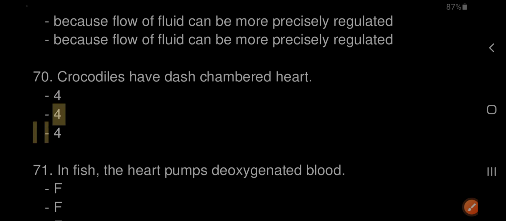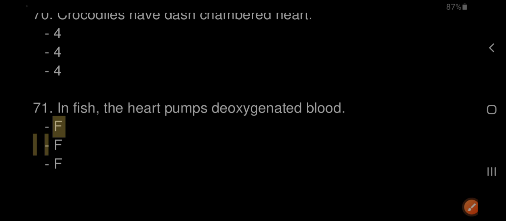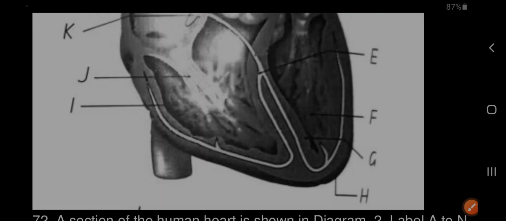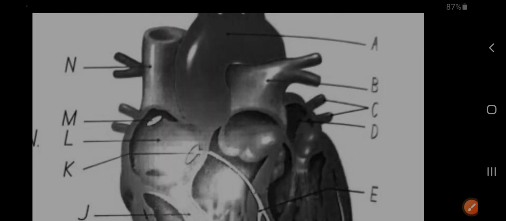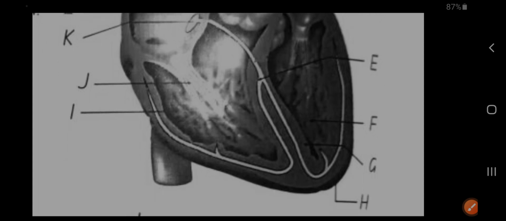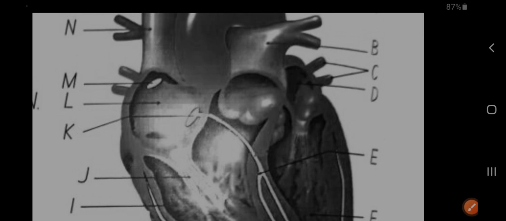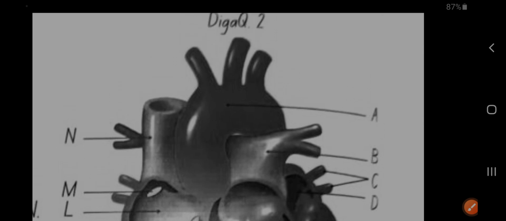71. In fish, the heart pumps deoxygenated blood. False. 72. A section of the human heart is shown in diagram 2. Label A to N. A. Aorta. B. Pulmonary artery. C. Pulmonary veins. D. Left atrium. E. Bundle of His. F. Left ventricle. G. Interventricular septum. H. Apex. I. Right ventricle. J. Chordae tendineae. K. AV node. L. Right atrium. M. SA node. N. Vena cava.